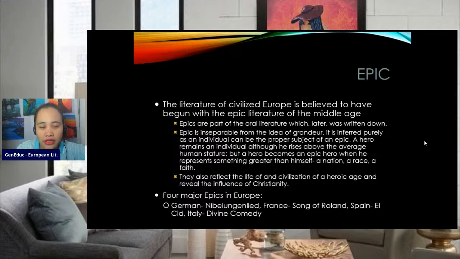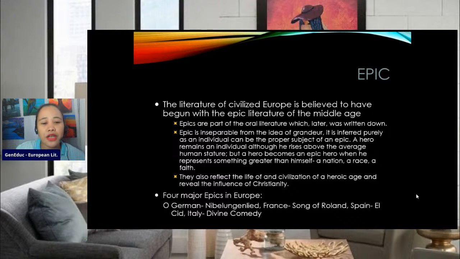Take note of this. I'm going to read it again. A hero remains an individual, although he rises above the average human stature, but a hero becomes an epic hero when he represents something greater than himself. And what is that greater than himself? A nation, a race, and a faith. So they also reflect the life and civilization of a heroic age and reveal the influence of Christianity.